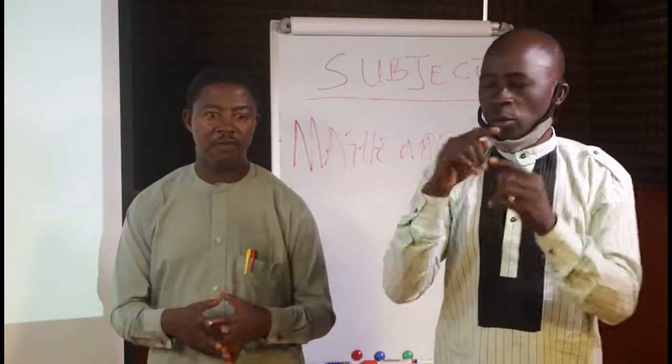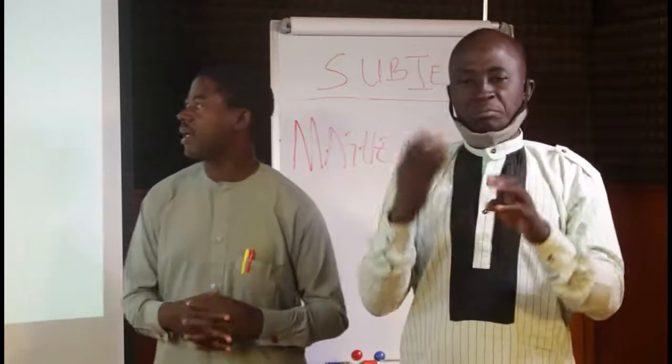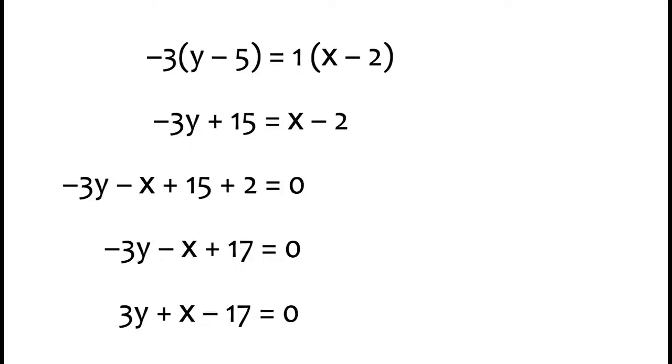When you simplify it further by multiplying through by the LCM, we'll have minus 3 open bracket y minus 5 equals 1 open bracket x minus 2 close bracket. So expanding, we have minus 3 times y will give us minus 3y, while minus 3 times minus 5 will give us plus 15, because minus times minus is plus.